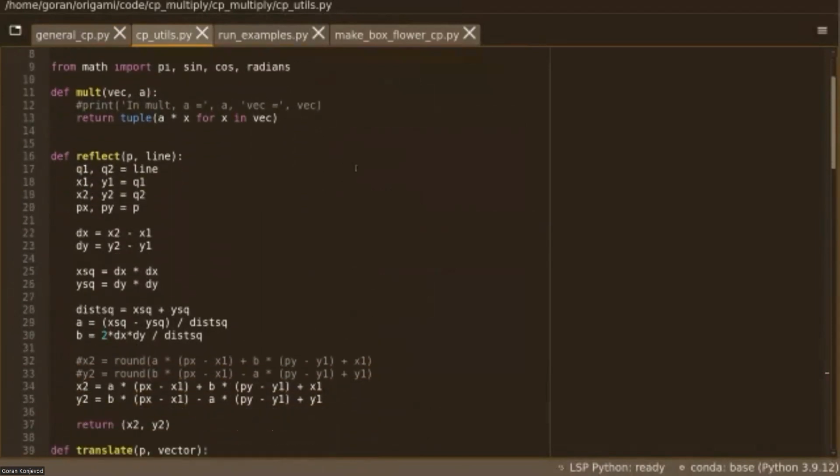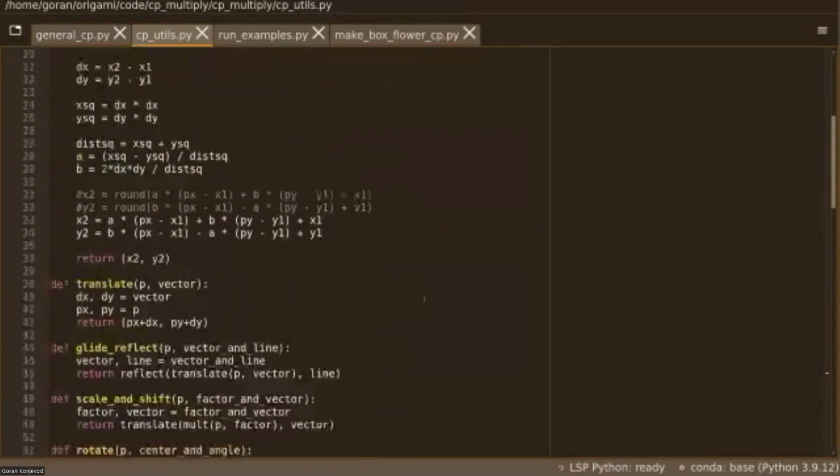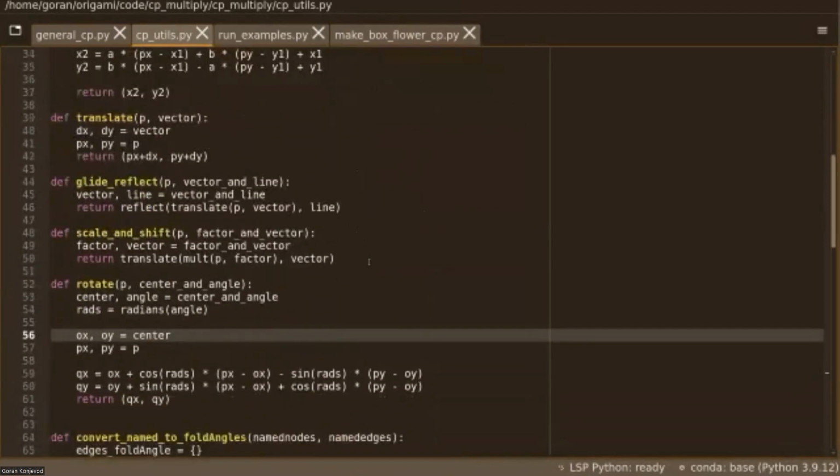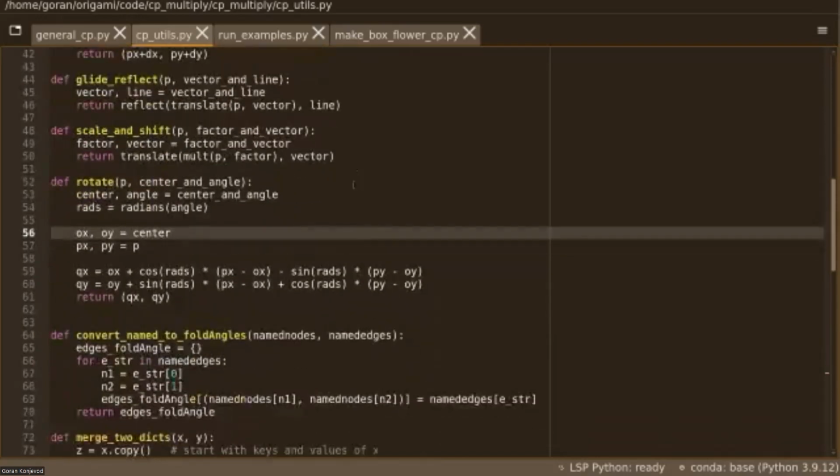So, reflecting a point across a line, translating a point by a vector, glide reflection, which I don't think I actually have used much yet. I don't think I needed it, but I put it in there when I was doing this just so I'd have all the symmetries. Scale and shift, or rotation of a point around the center by an angle.